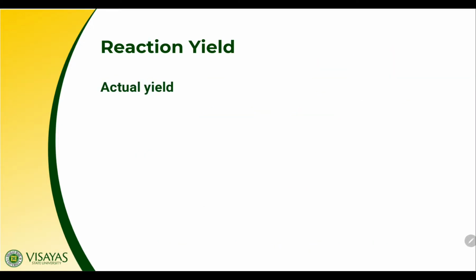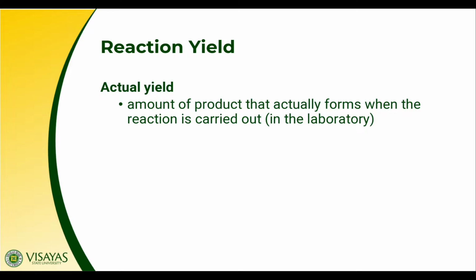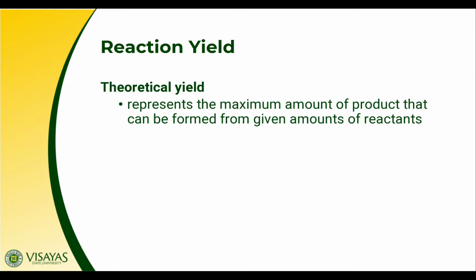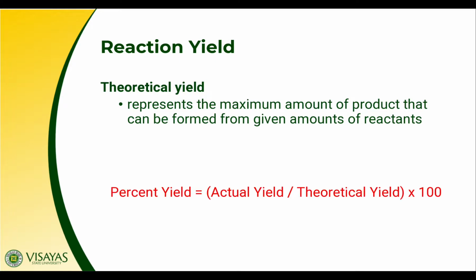We have here reaction yield. What is actual yield? This is the amount of product that actually forms when the reaction is carried out in the laboratory. Okay, so when you perform experiments in the laboratory, you want to synthesize or produce something, the amount that you produce there is called the actual yield. So it's an experimental value. Theoretical yield, on the other hand, represents the maximum amount of product that can be formed from a given amount of reactant. So this is actually the amount formed from the limiting reactant. Okay, so the amount there is called the theoretical yield.